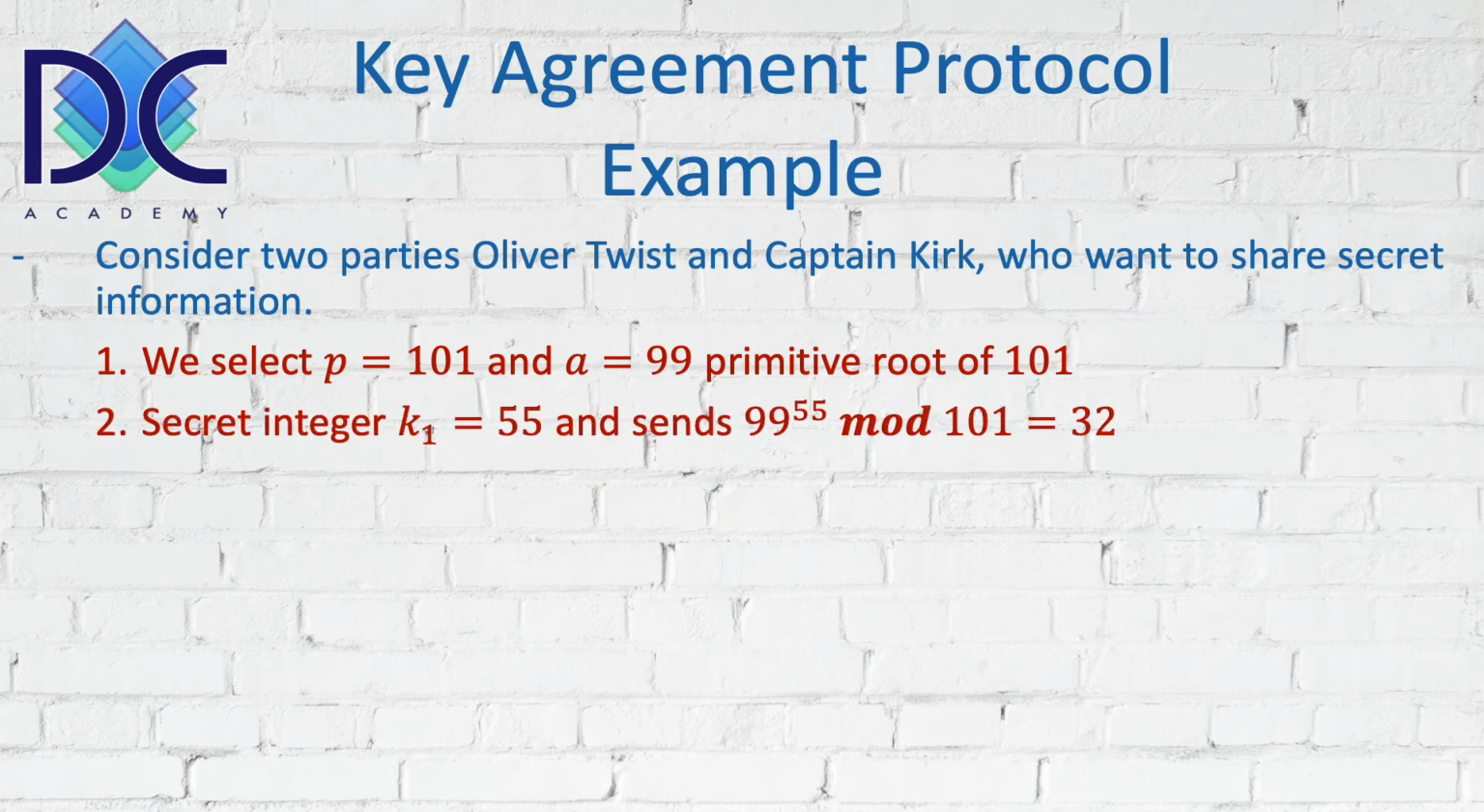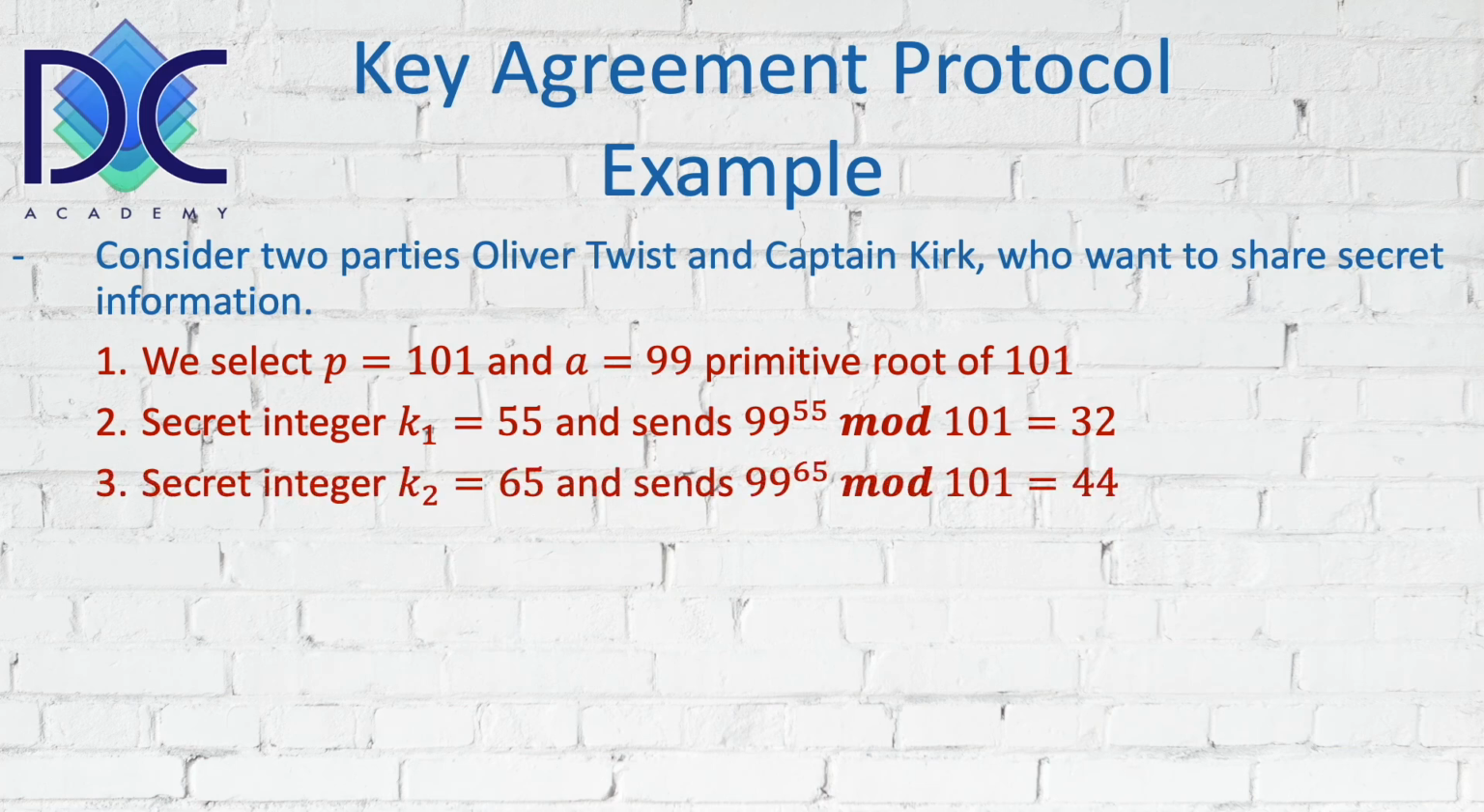We select a secret integer k1, which is 55, and we calculate 99 to the power of 55 modulus 101, which is 32. Then we select a secret integer k2, which is 65, and we send 99 to the power 65 modulus 101, which is equal to 45. So this is all going over the public area. Of course, we don't share the secret integers k1 and k2.